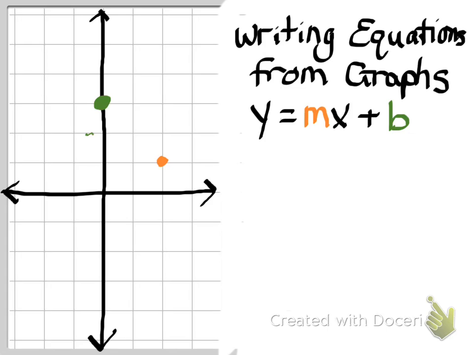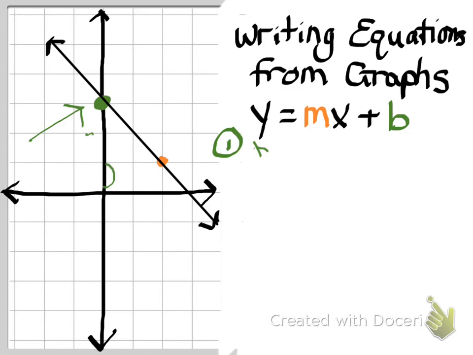Then we need to look at the next point and figure out what the slope is, or how we get from that first point to the second point. So our first step, we said, is the y-intercept. So the y-intercept is where it crosses the y-axis. So if we look on our graph, you can see that it crosses at positive 3. So our y-intercept is positive 3. Again, that's where the green dot is on this picture.